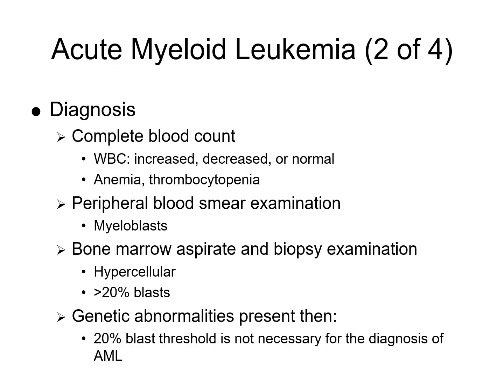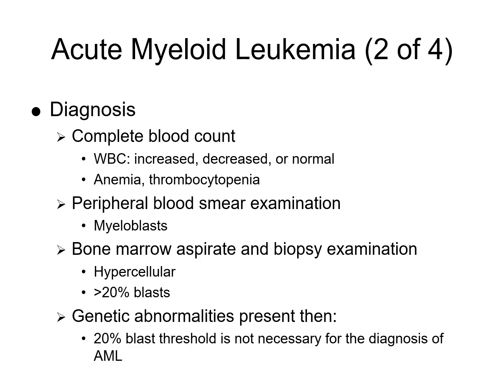Patients will generally present with anemia, which means they have decreased red blood cells leading to fatigue and pallor. Thrombocytopenia, so they have low platelet counts, which can cause bruising and bleeding. During the peripheral blood smear examination, generally there will be a presence of myeloblasts, which is a key finding. Bone marrow aspirate and biopsy will typically show a hypercellular marrow, due to leukemic proliferation. Blast count is usually greater than 20%, and that's how we confirm the diagnosis.